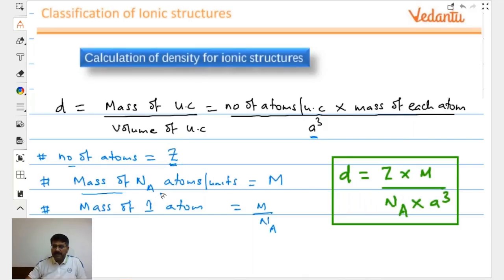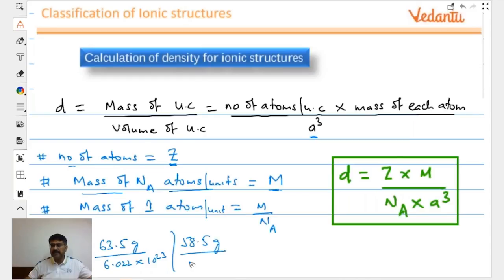And do you remember from class 11, the first chapter, the mass of Avogadro number of atoms or units is going to be the molar mass. So what is the mass of one atom or one unit? It is going to be M by Avogadro number. If it is copper, the mass of one atom is 63.5 by 6.022 into 10 raised to power 23. If it is NaCl, the mass of one NaCl unit is its molar mass by 6.022 into 10 raised to power 23. That is what I mean by M by Avogadro number.